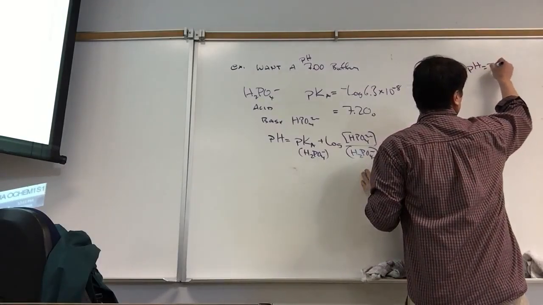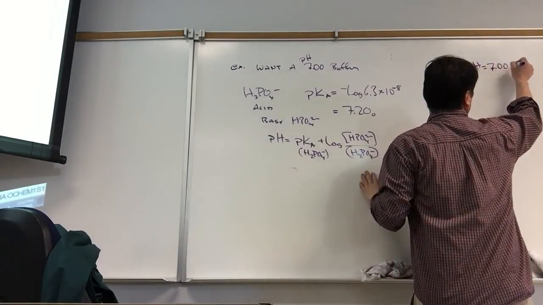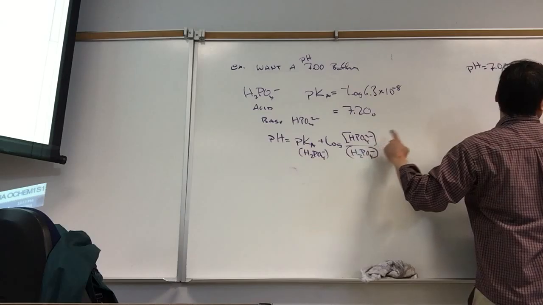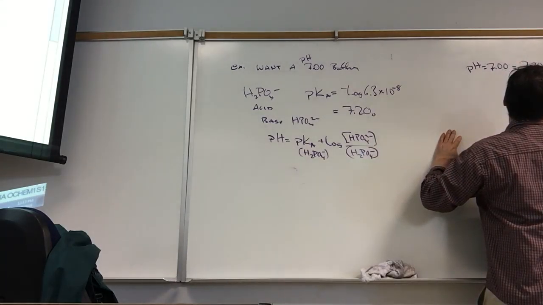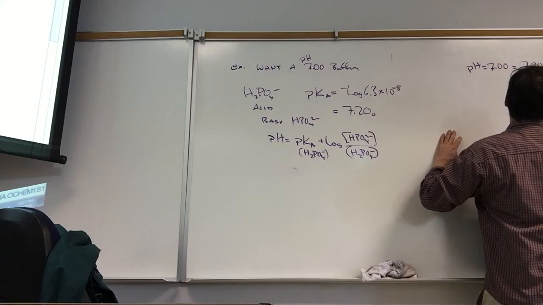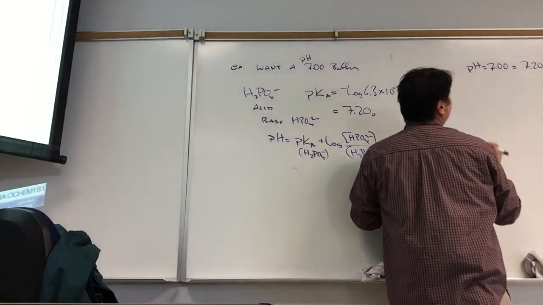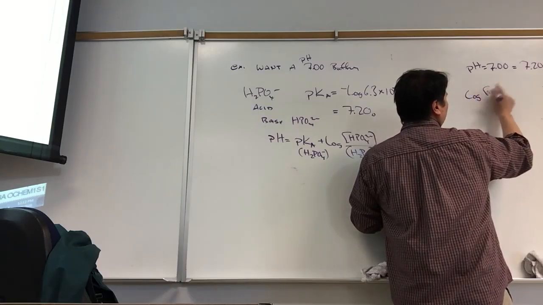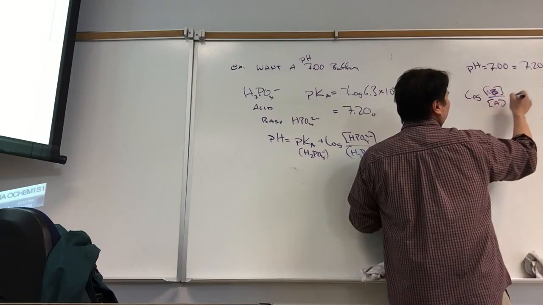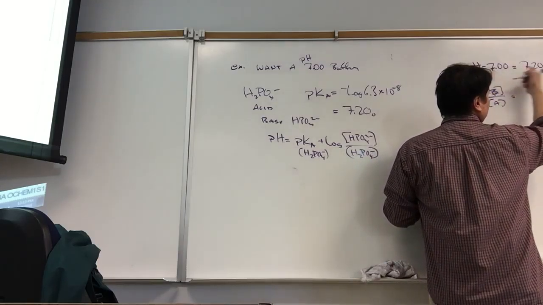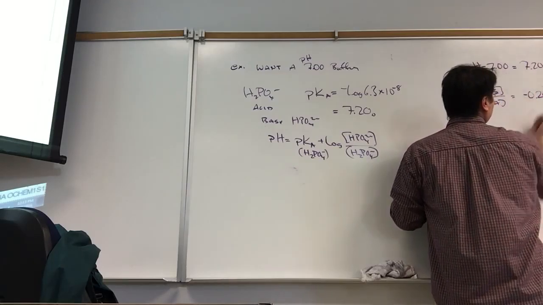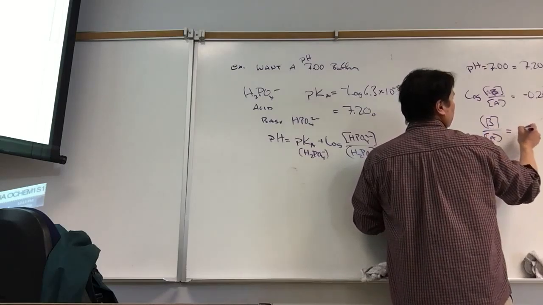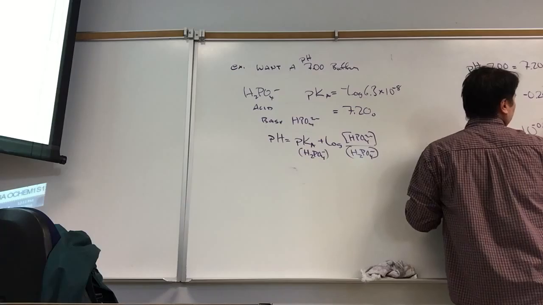The desired pH is 7.00, so we'll just plug in pH is 7.00. That's what we want. This is going to equal the pKa, which is 7.20, plus the log of the base to acid. And so the log of base to acid, I'll just call it B over A, save time, is equal to minus 7.20 from both sides, so minus 0.20. And therefore the base to acid ratio is going to equal 10 to the minus 0.20, which is equal to what?